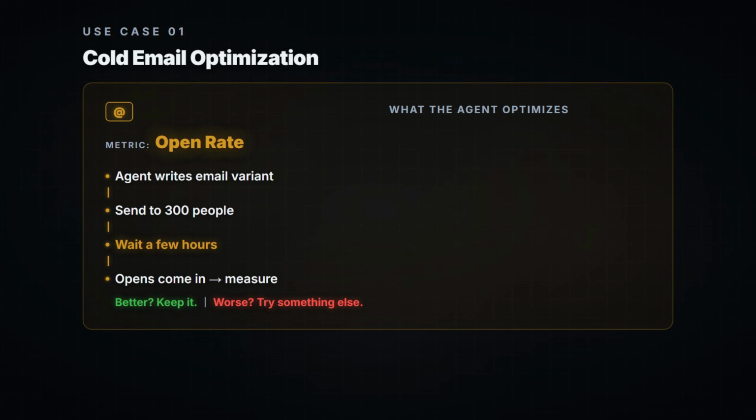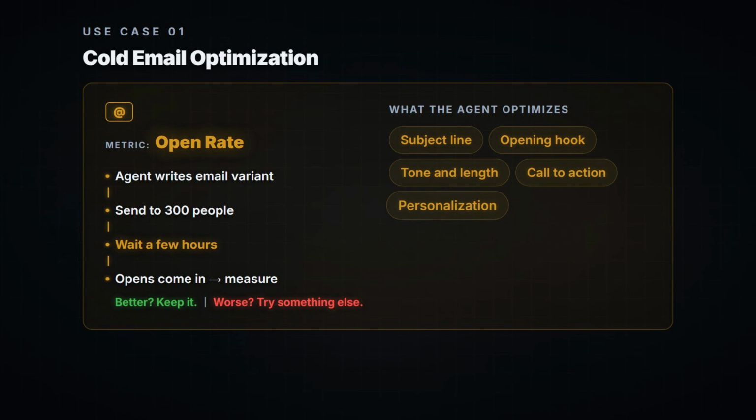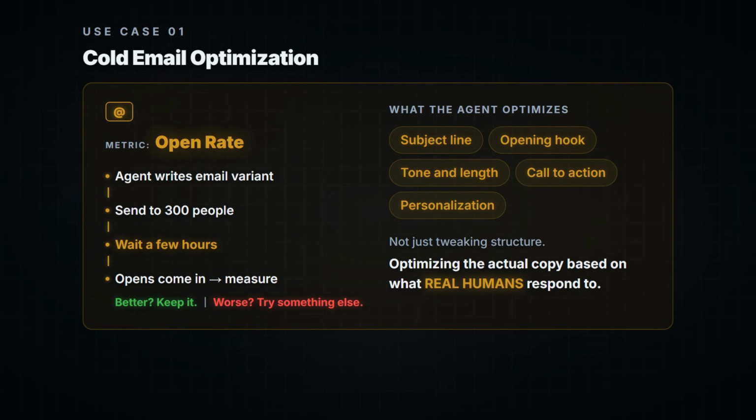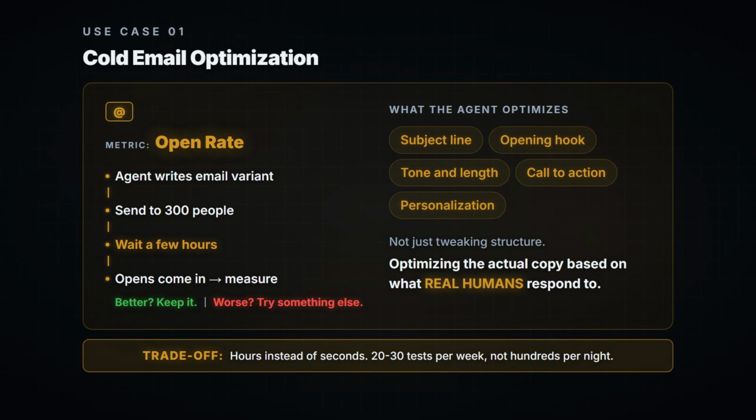The agent can improve everything: the subject line, opening hook, the tone, the length, the call to action. It's not just tweaking structure. It's optimizing the actual copy based on what real humans respond to. The trade-off is speed. Instead of hundreds of experiments per night, you are looking at a few per day, maybe 20 or 30 per week.